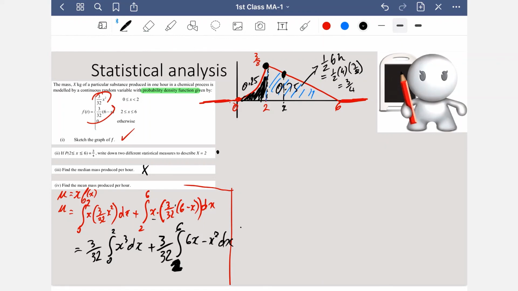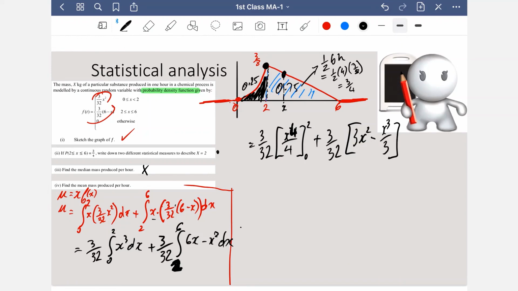All right, let's do it. So 3 over 32, and we're after the integral of x cubed. So it's x to the power of 4 on 4. And we're going from 0 to 2. All right, plus 3 over 32 multiplied by the integral of 6x, which is 6x squared on 2. So let's go 3x squared. And the integral of x squared is x cubed on 3. Now this integral, we're taking it from 2 to 6. Alright, now it's just a matter of substitution.